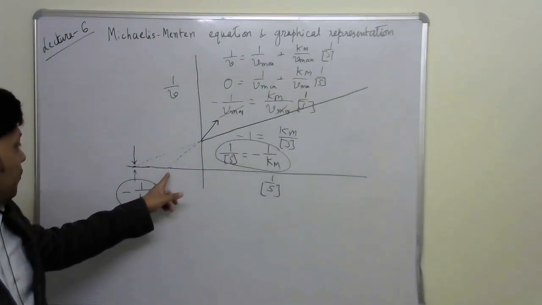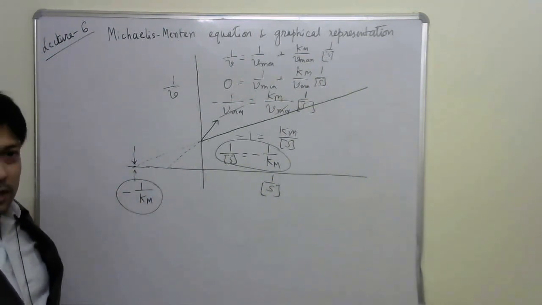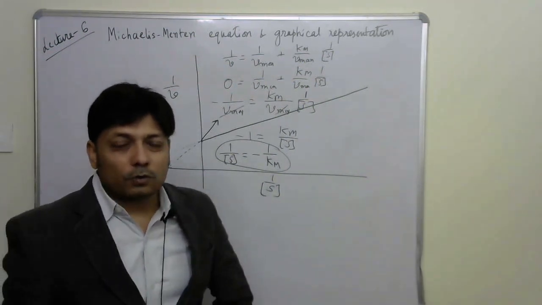So higher Km value means we have a lower minus 1 over Km value. Okay, so does that make sense? Anyway, it's for you to figure it out.